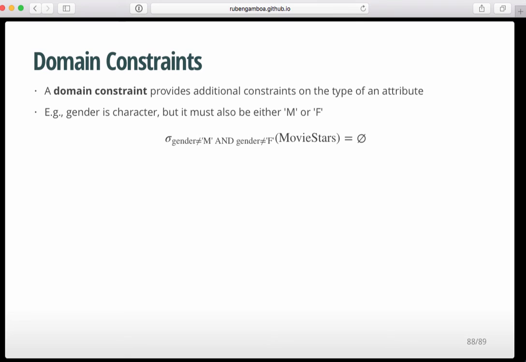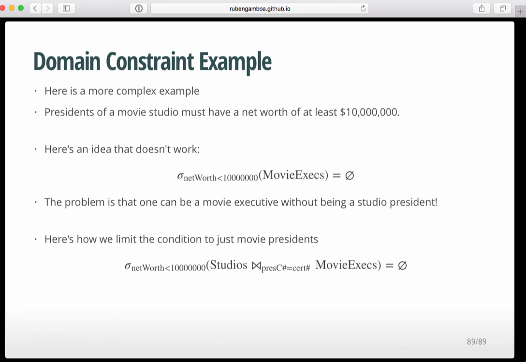Okay, let's do an easy one because keys are pretty hard. So let's do domain constraint. The domain constraint just simply lets me say these are the only values that are allowed in this attribute. So gender, for example, is a character. It could be any character, and there's lots of characters, you know, I, J, K, and so on. But in fact, we're only going to allow M and F. So I can say the selection of movie stars where gender is not equal to M and gender is not equal to F. So anything other than those two should be empty. That's the kind of thing that a domain constraint might be.